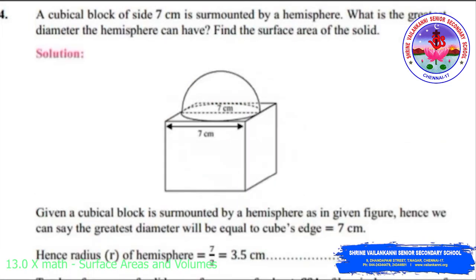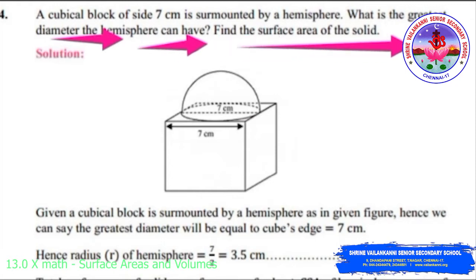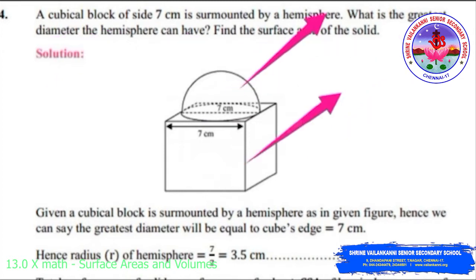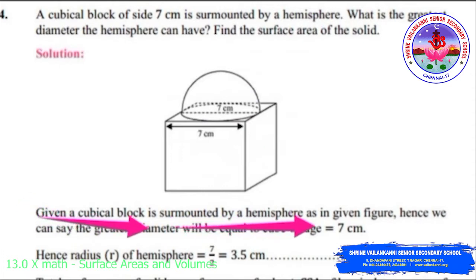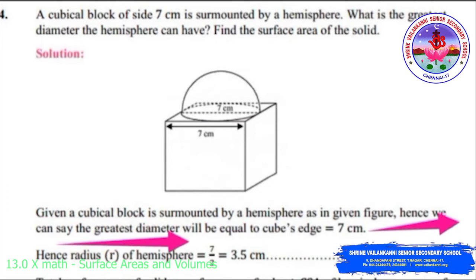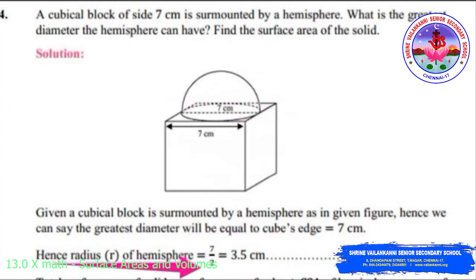Fourth problem. A cubical block of size 7 centimeter is surmounted by a hemisphere. What is the greatest diameter the hemisphere can have? Find the surface area of the solid. Coming to the solution, he has given a figure of a cube where the hemisphere is surmounted on a cubical block. Given a cubical block is surmounted by a hemisphere, the greatest diameter will be equivalent to the side of the cube, which is equal to 7 centimeter. Radius of the hemisphere will be equivalent to the diameter divided by 2. The diameter is 7, so 7 divided by 2, which is equal to 3.5 centimeter.